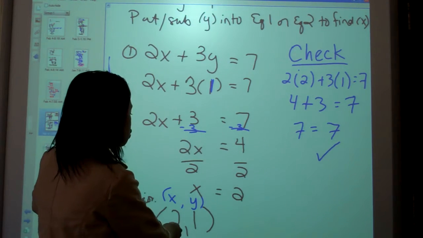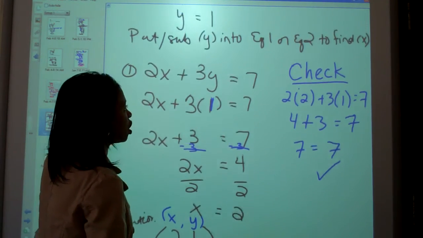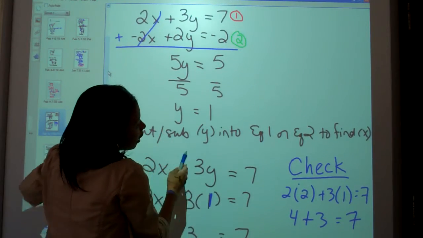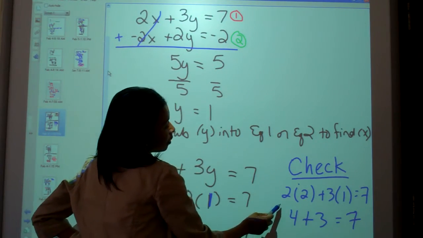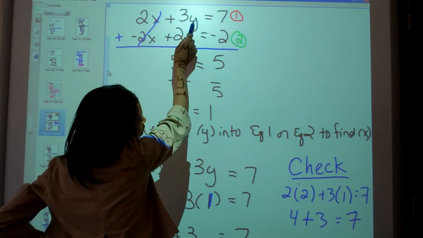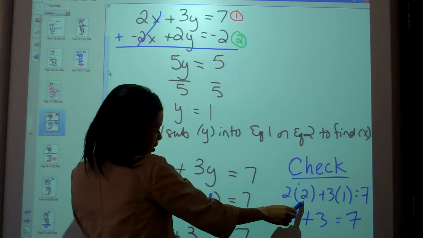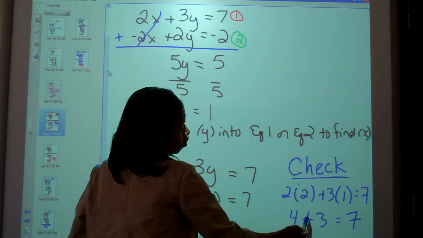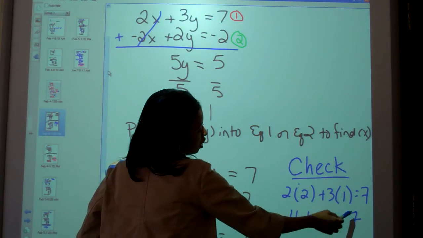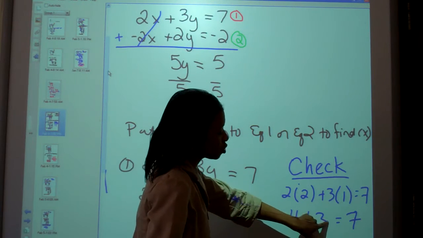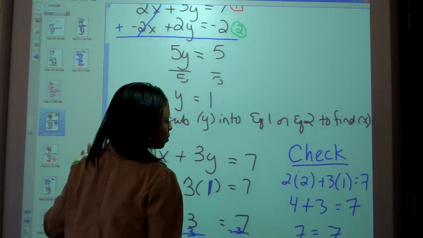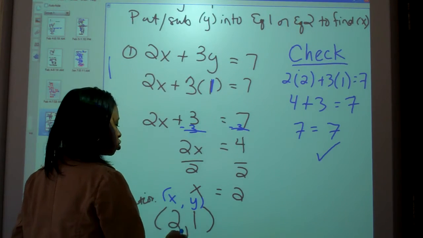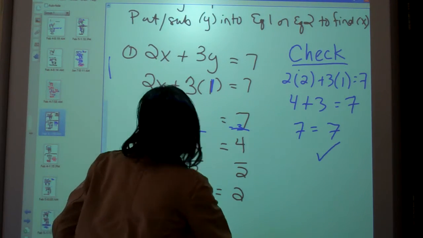How do we check to make sure our solution is correct? It's easy to check. I can put 2, 1 in either equation 1 or 2. Okay? I chose equation number 1. Okay, it's 2x plus 3y equals 7. 2 times the x down here was 2, and the y is 1. 2 times 2 is 4, plus 3 times 1 is 3. It's supposed to equal 7, and 4 plus 3 does equal 7. Because both sides check, that means that we do have the correct solution of 2, 1. Okay?